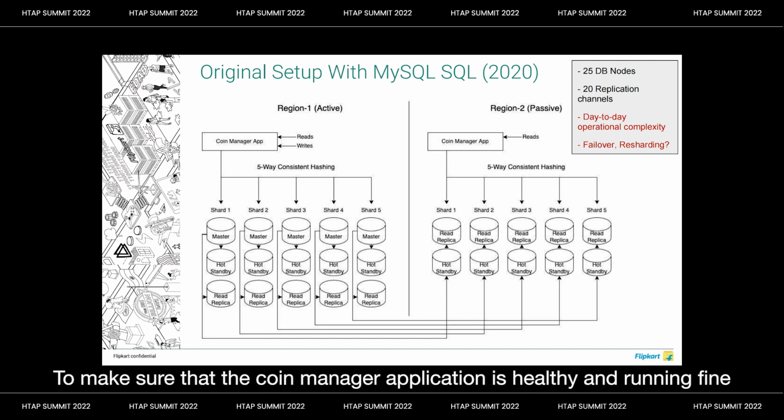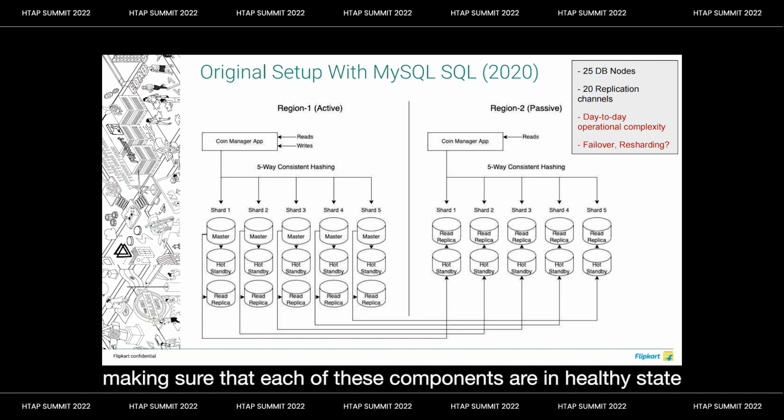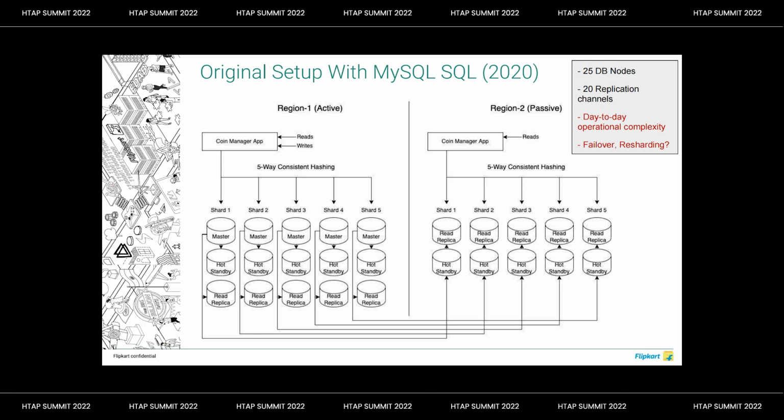To make sure that the Coin Manager application is healthy and running fine, each of these 25 DB nodes and 20 replication channels needs to be in good health. So the team is continuously busy making sure that each of these components is in a healthy state.